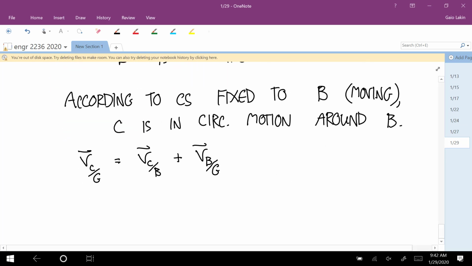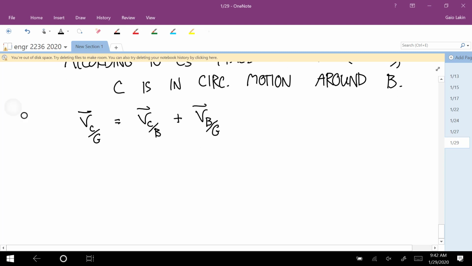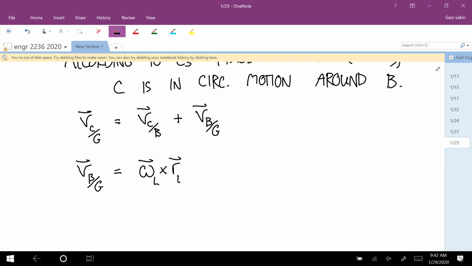Okay, well, notice that each one of these is a circular motion. So first let's do the velocity of B relative to the ground. That's omega of the left body crossed with the R vector that goes to B. I'll call this RL. Okay, that's an equation I gave last time in class.